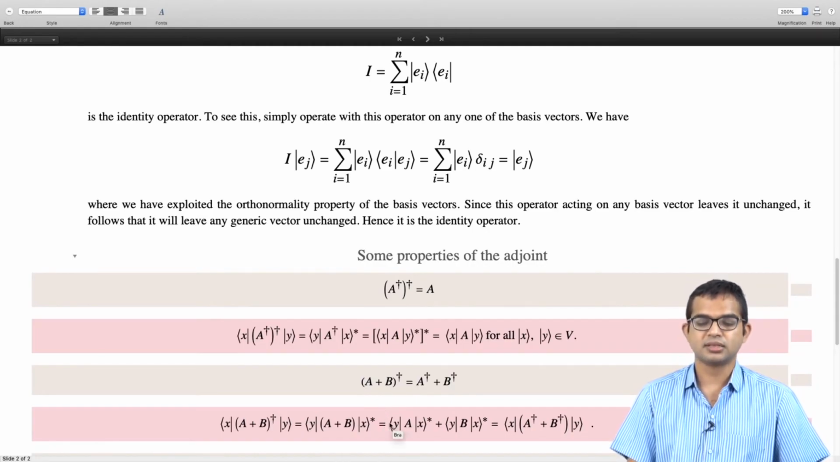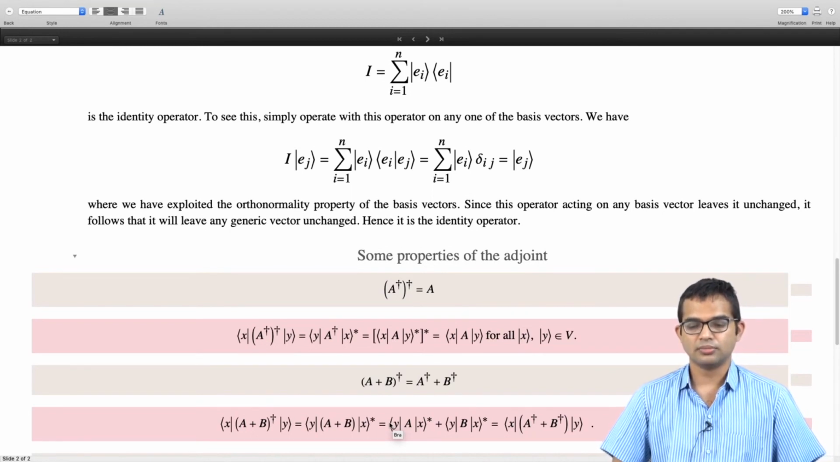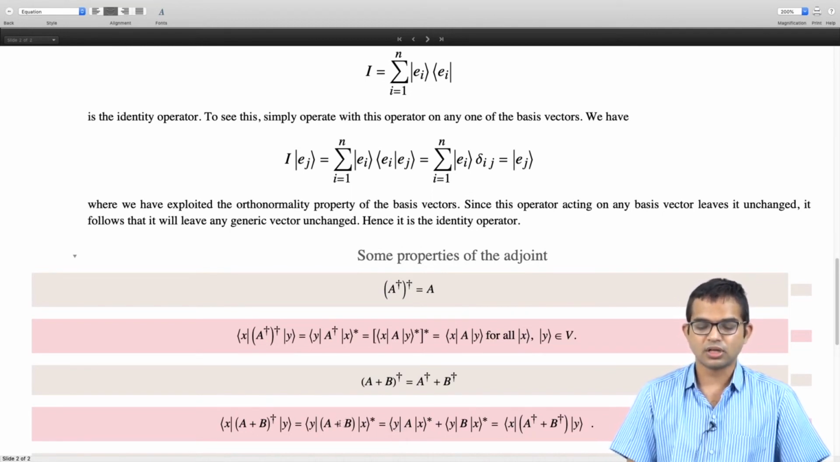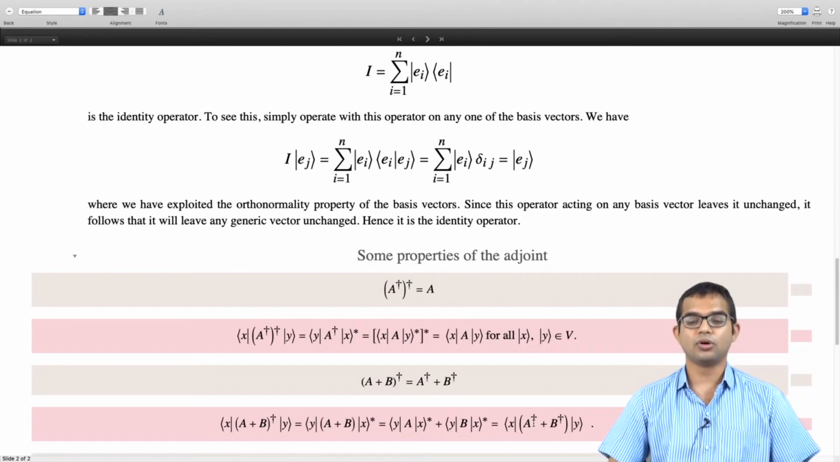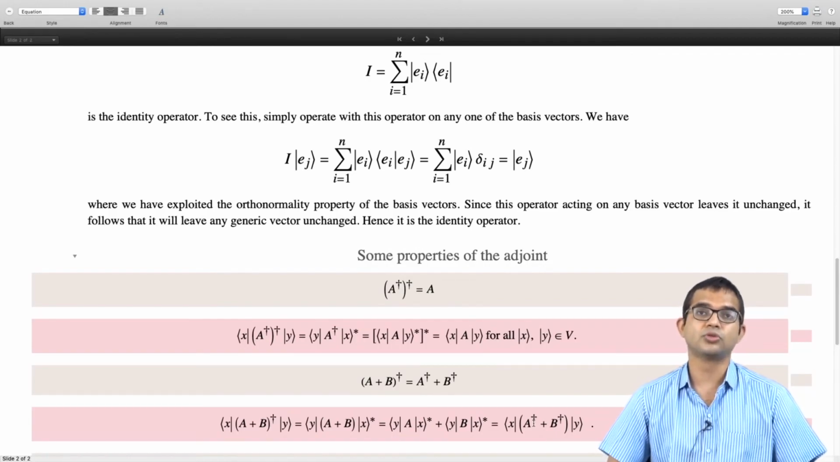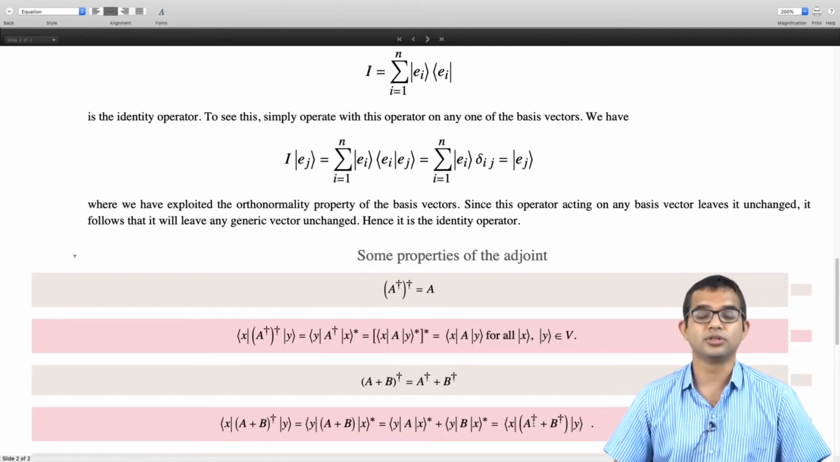This also comes from linearity. You can just write it as the sum of these two separately, and then work this backwards and rearrange terms. You convince yourself that the x and y again change positions, and then you have a dagger plus b dagger. So the adjoint of the sum of two operators is equal to the sum of the adjoints of the two operators.